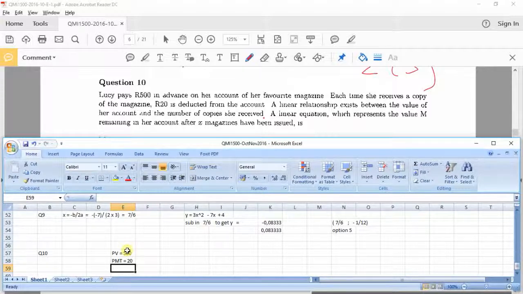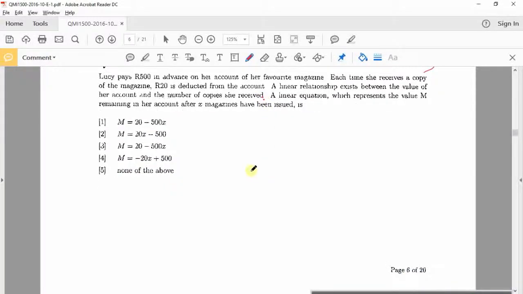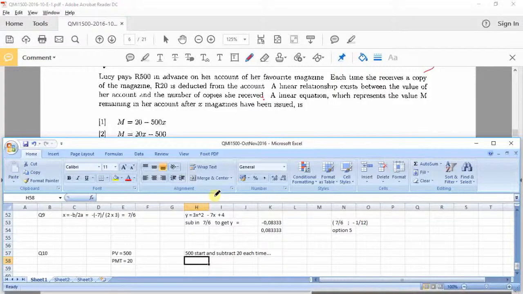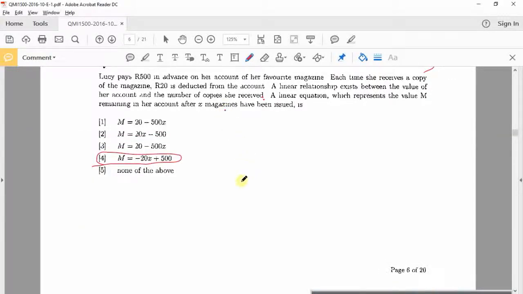So they're just asking you to take this and make it maths. Okay, so you don't have to use this. Start with 500 and subtract 20 each time. So which formula are we going to use? We're going to start with 500 and subtract 20 each time, so M. Start with 500, subtract 20 depending on X, however many magazines have been issued. Option 4. That's actually an easy one. Let's just interpret. Does it make sense? Yes. Just swap it around. Yeah, just swap it around.